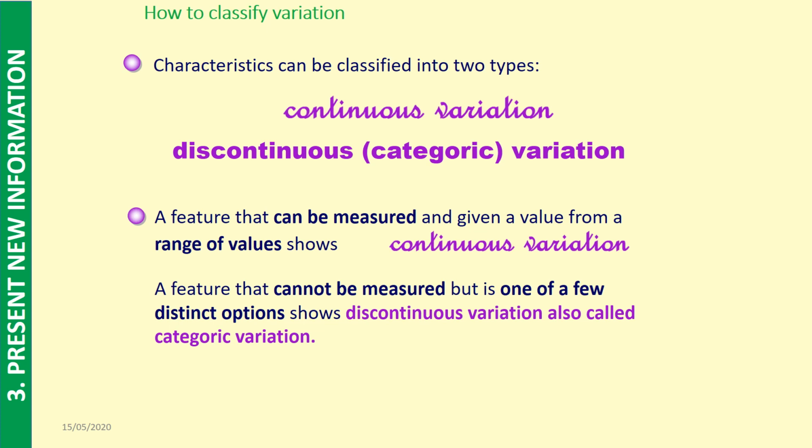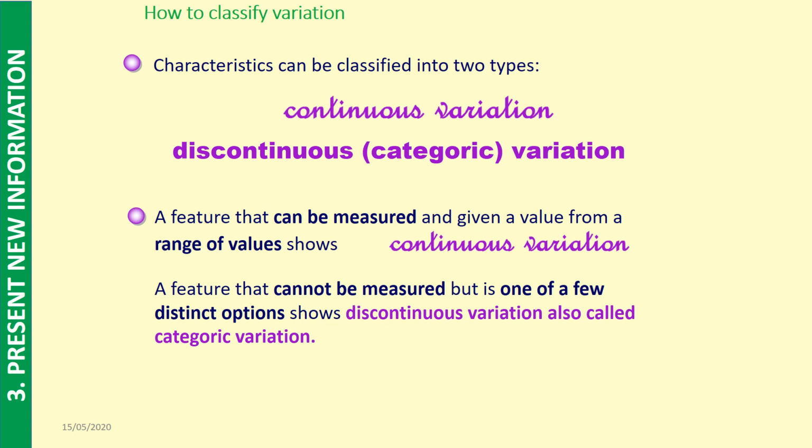So we tend to talk about variation in two types. There is continuous variation, which is the idea that a feature can be measured and given a value from a range of values. And there is discontinuous, which we used to call categoric variation, where your data might fit into distinct categories.